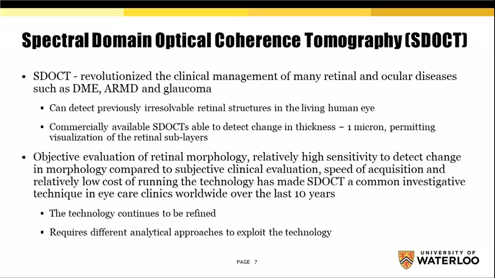The technique provides an objective evaluation of retinal morphology with relatively high sensitivity, and it has a high speed of acquisition, relatively low cost of running, and it has become a common investigative technique in eye care clinics worldwide. The technology continues to be refined, and that in a way creates a challenge because as the technology is refined, the approach in terms of analysis, or looking at the images, if you like, has to change as well. Next slide, please.